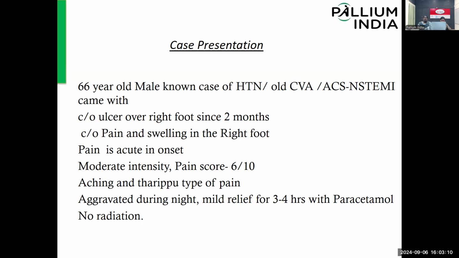Okay. What is the palliative factor, the relief factor? What is the quality? It's an aching type of pain, and the intensity is 6/10, that is moderate intensity. The aggravating factor is more during the night time, and the relief is only for 3 to 4 hours with paracetamol. Usually the patient is taking paracetamol 500 mg TDS, and the patient has pain relief for only 3 to 4 hours.